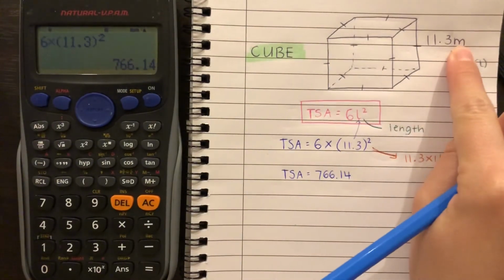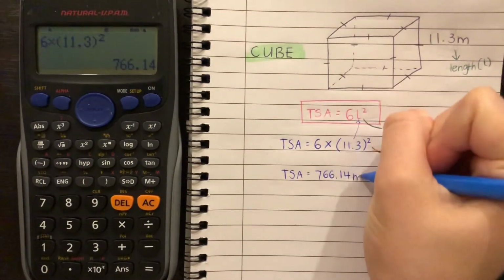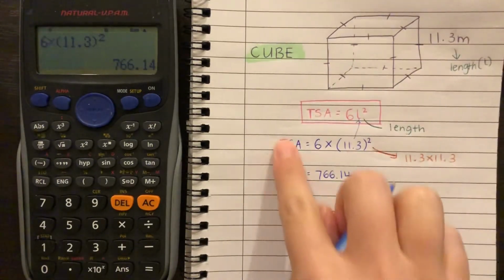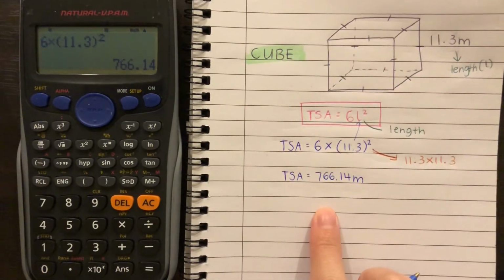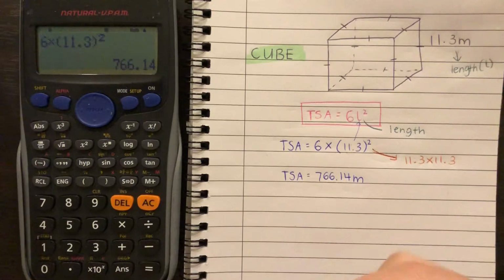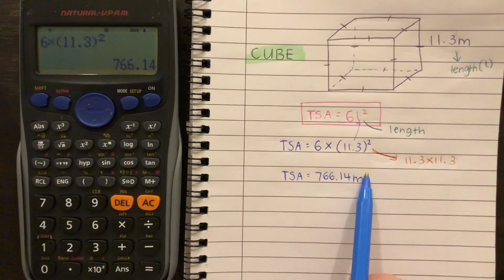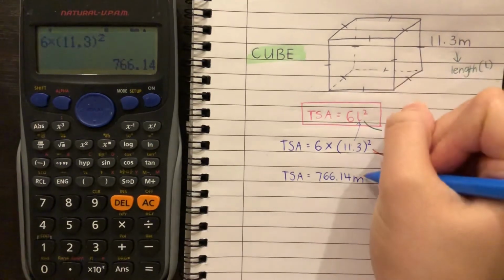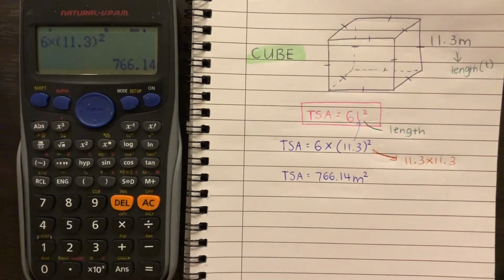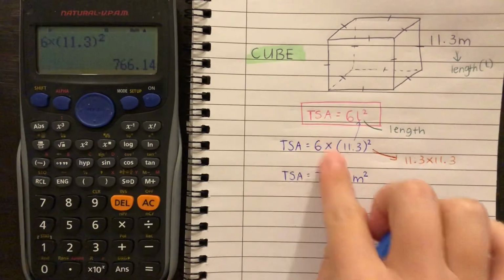Our units are in meters. And even though we're calculating total surface area and not area of a 2D shape, it's still area at the end of the day, so this needs to be squared. So this is how we get full marks.